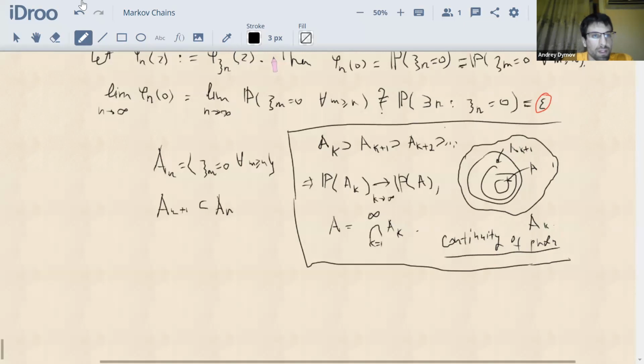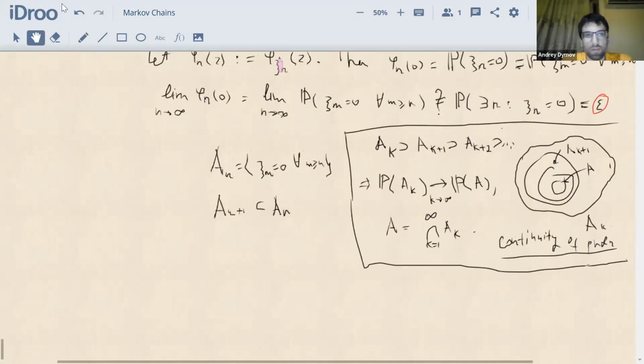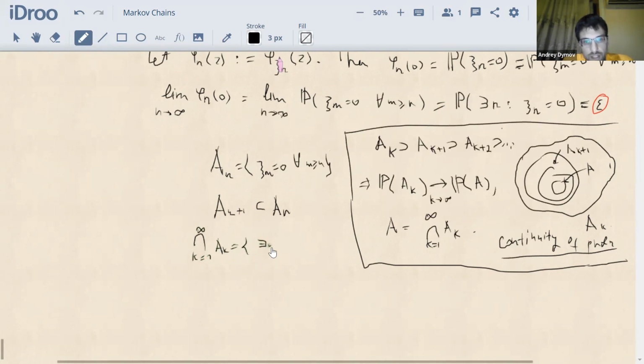Okay, yes, sorry. Perfect. So that's why actually we have the equality, because the intersection of all A_k is exactly the event that there exists a moment of time n when psi n equals 0, when everybody is dead.